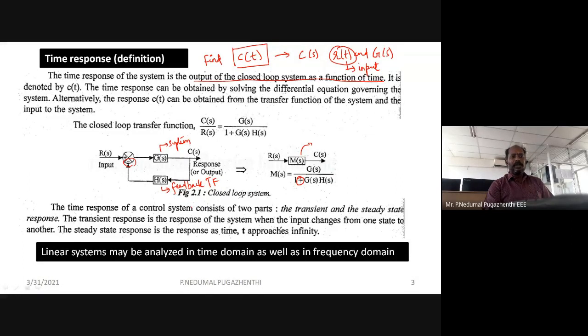So, what is a time response? A time response is knowing the output response of the system as the time prolongs. If the time is changing, how the system will respond with respect to a given input.